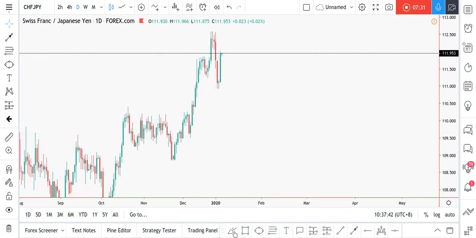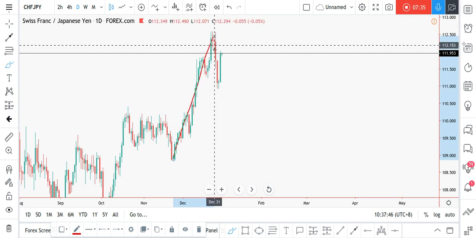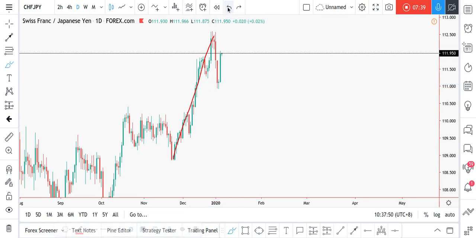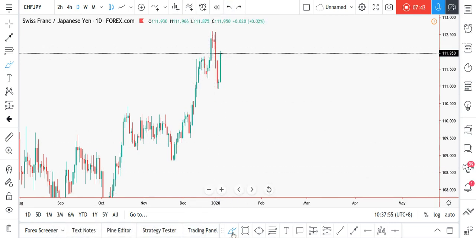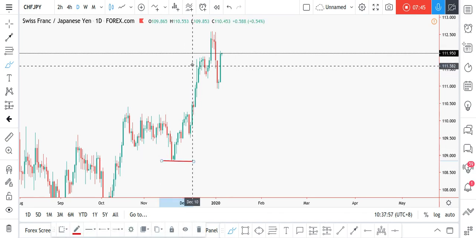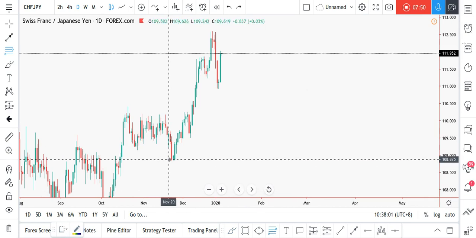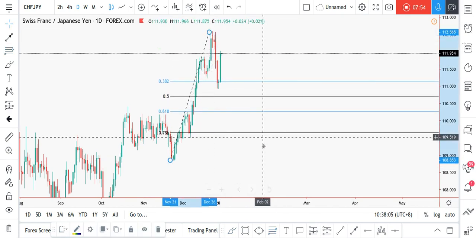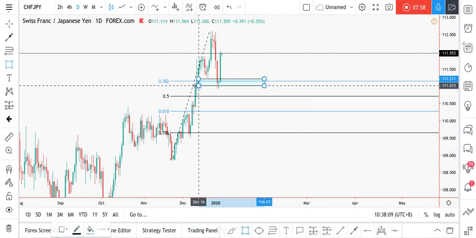So if we take our Fibonacci, as you can see, we have a nice impulse to the upside, and we have a very small retracement in this area, and we can expect the market now to start its push to the upside. If we take our Fibonacci from this low all the way to this high, you'll be able to see that the market has made a retracement, and the retracement is basically to this level over here, the 382.